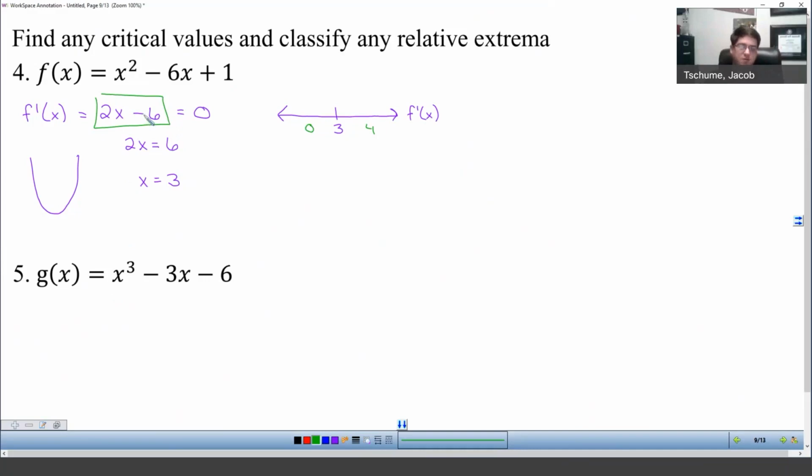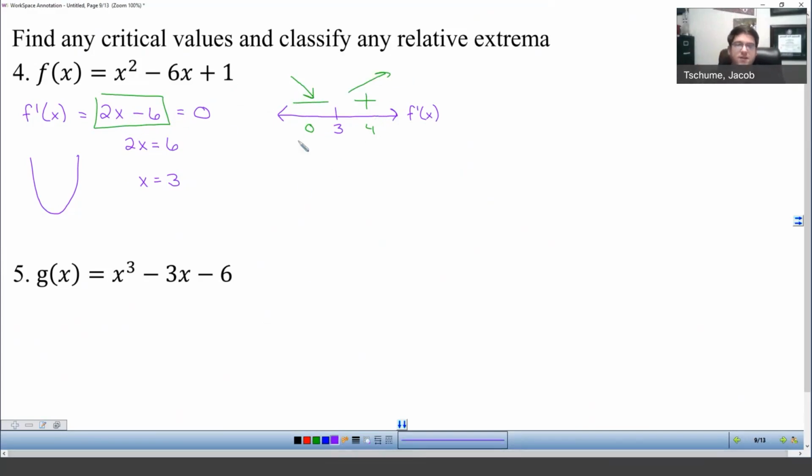If you plug 0 into this first derivative, you're going to get a negative number, which means your graph is decreasing on the left-hand side, because a negative first derivative means decreasing. If you plug in 4 into the first derivative, you're going to get a positive number, which means you are increasing on the right-hand side.